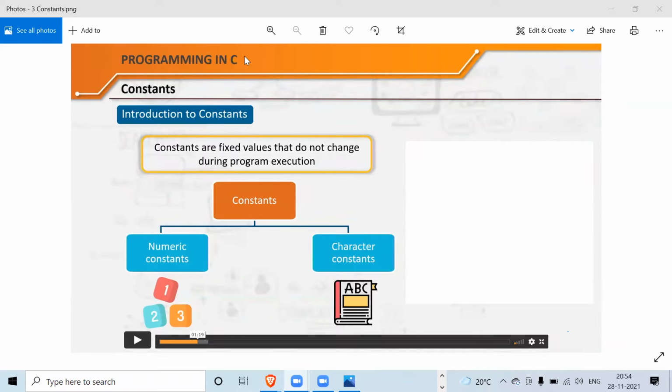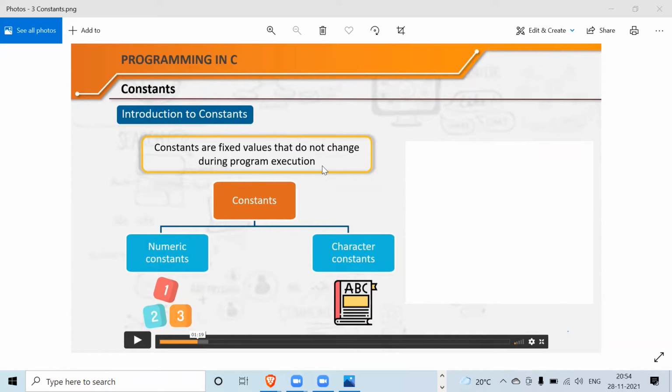All right. Okay, so what I was saying, constants are basically values that do not change throughout the program. What they are, we will learn in a while, and I'll show you a program also. First of all, what are the types of constants? There are two types of constants. One is numeric constant, another is character constant.